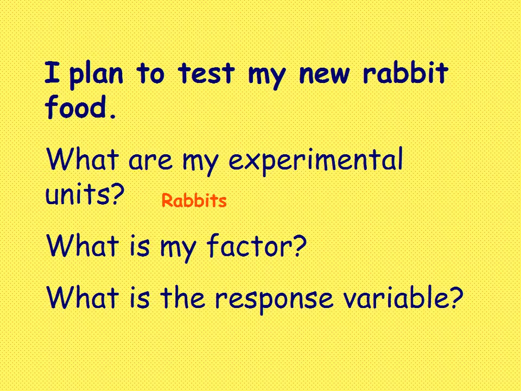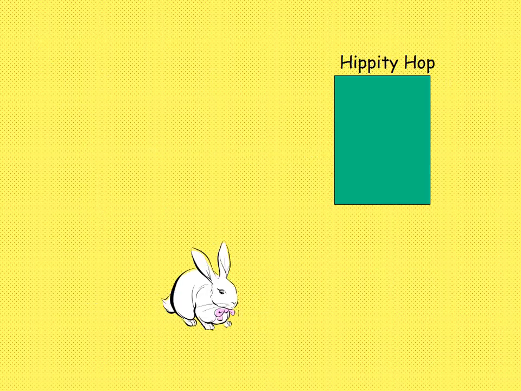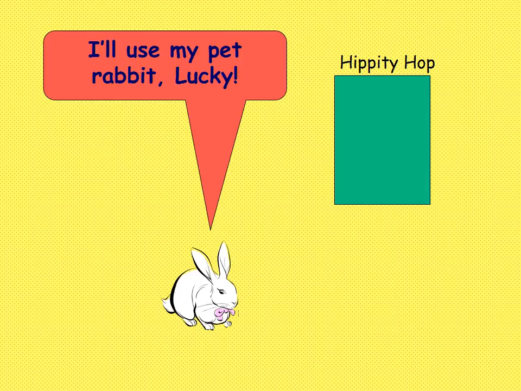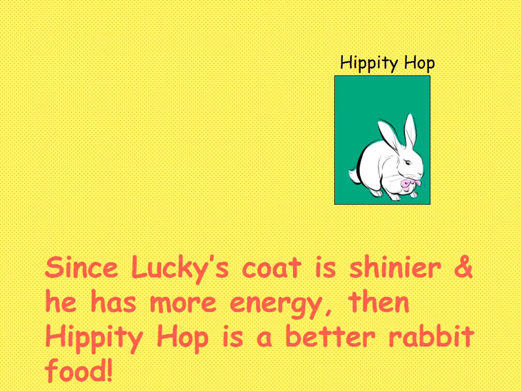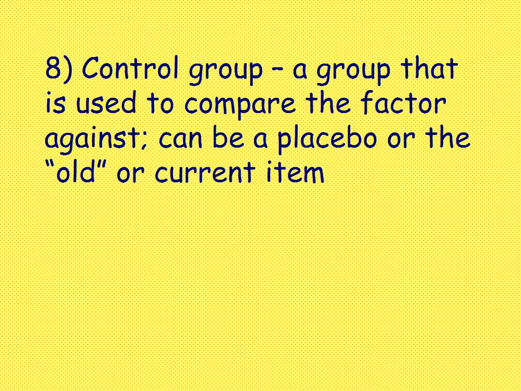Okay, so now I want to test the new rabbit food. We're going to test it on rabbits. The factor is the type of food. The response variable, how well they grow. Okay, so now, if we're just going to use one rabbit, we give it the food, we test it, and shinier, more energy, okay, so we know that this food is better. Okay, there's a problem with that.